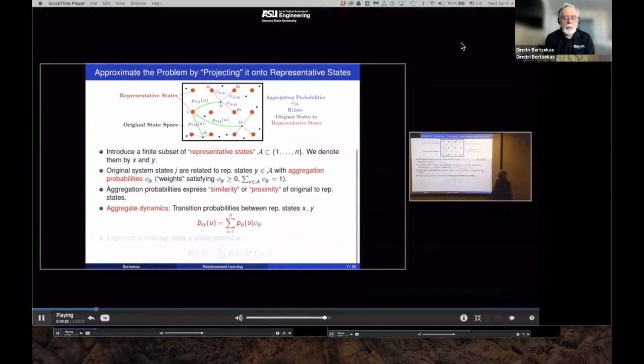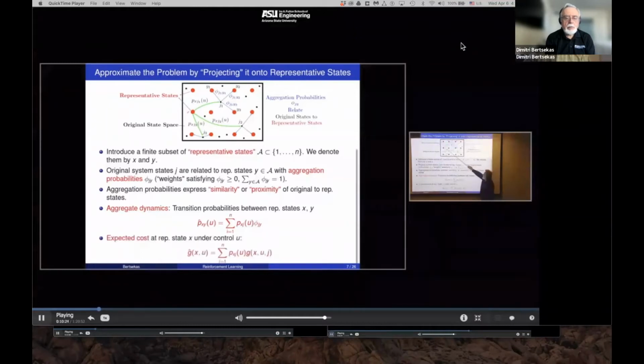Okay, let me repeat here. The black states and the red states are just representative. The green arrows are the transition probabilities of the original system. And then we complete the transition to another representative state by using these aggregation probabilities. So this defines for me transition probabilities between representative states.